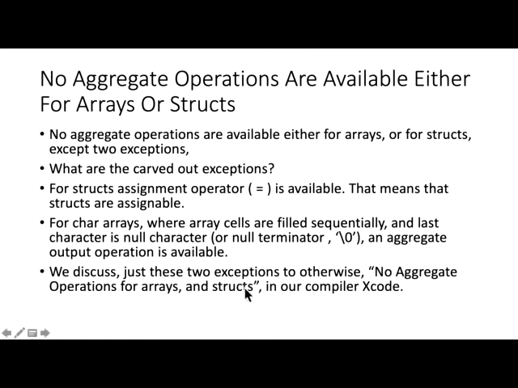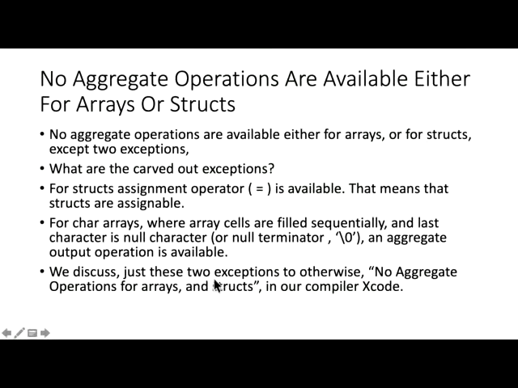For character arrays, when array cells are filled sequentially with characters, and the last character is a null character or null terminator, the null terminator is simply apostrophe, backslash, 0, and apostrophe closed. That can be outputted using cout, etc. So that's an aggregate operation on the array. Only one aggregate operation is available on the array.